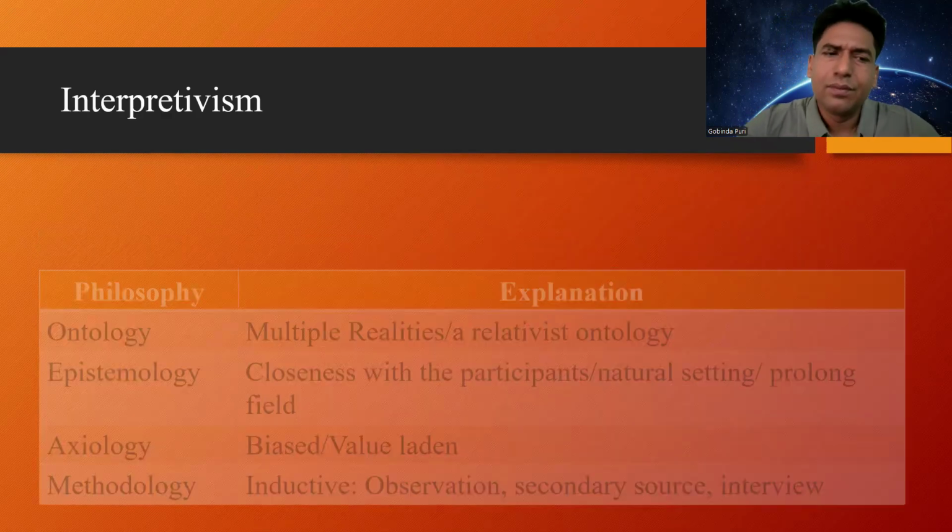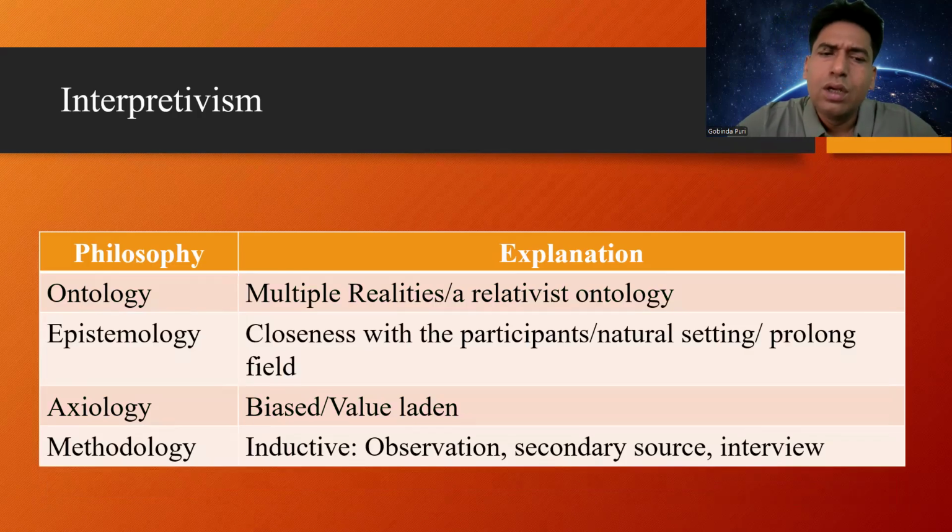Next one is interpretivism. Interpretivism talks about multiple realities under ontology, or interpretivism has a relativist ontology. Relativist, remember. And to talk about the epistemology under the interpretivism, it is closeness with the participant. The relationship is subjective. The researcher goes to the natural setting, stays over there for a long time, and then establishes the relationship with the participants and collects the data.